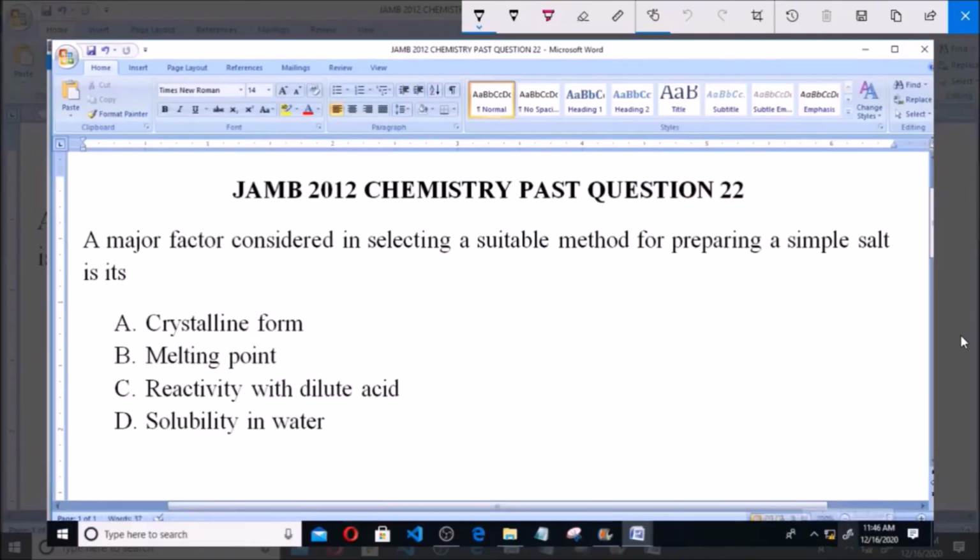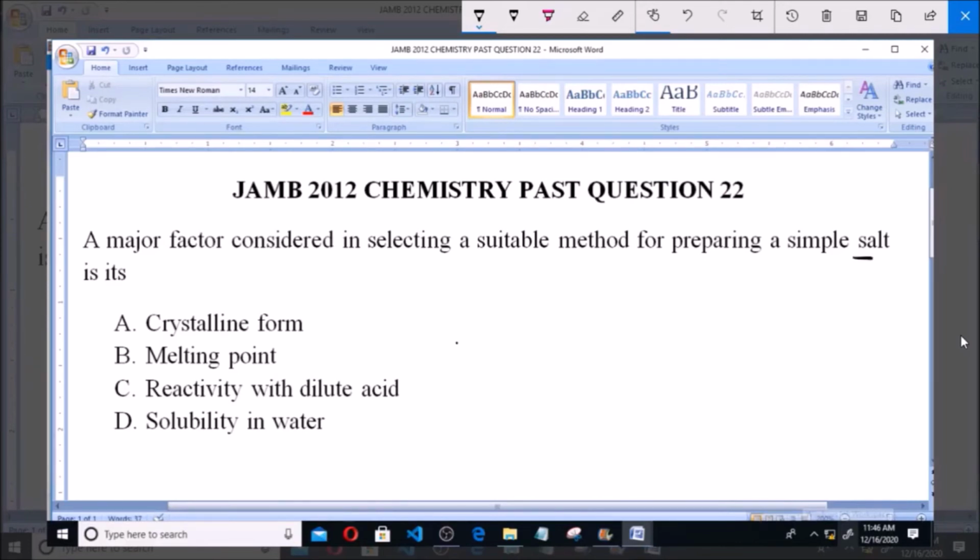I'll be answering JAMB 2012 chemistry past question 22. A major factor considered in selecting a suitable method for preparing a simple salt is: A, its crystalline form; B, melting point; C, reactivity with dilute acid; and D, solubility in water.